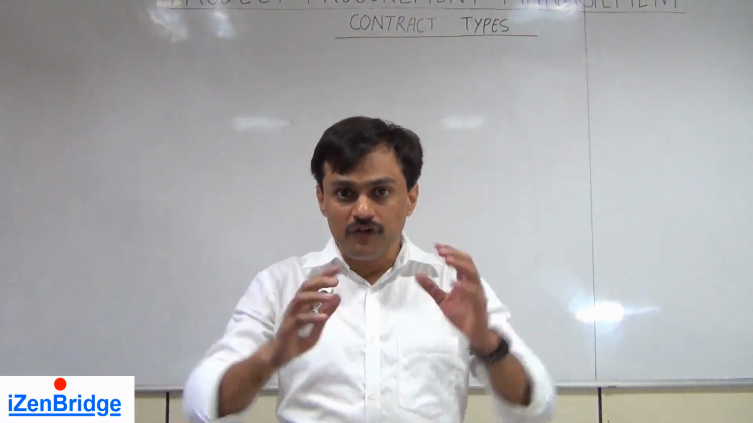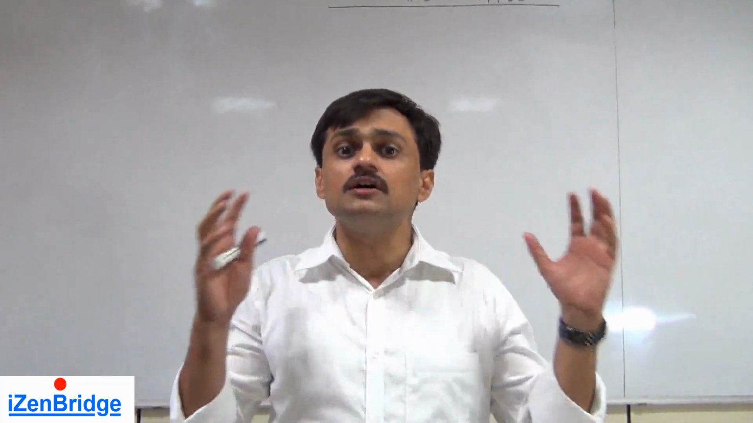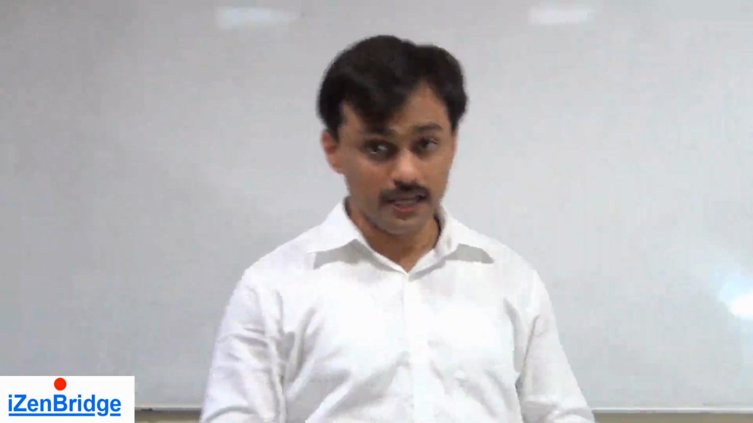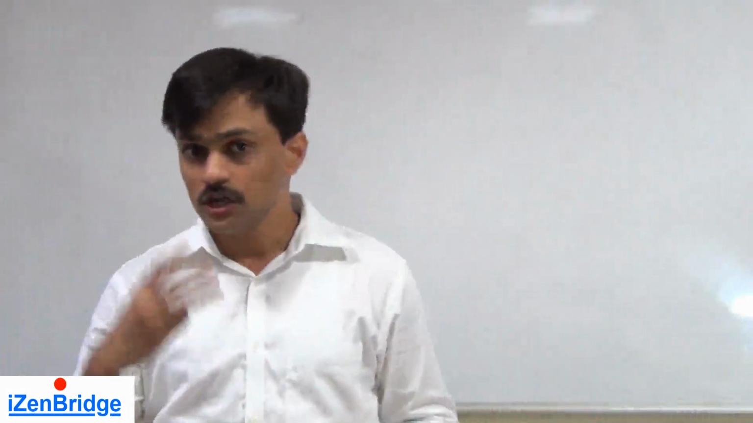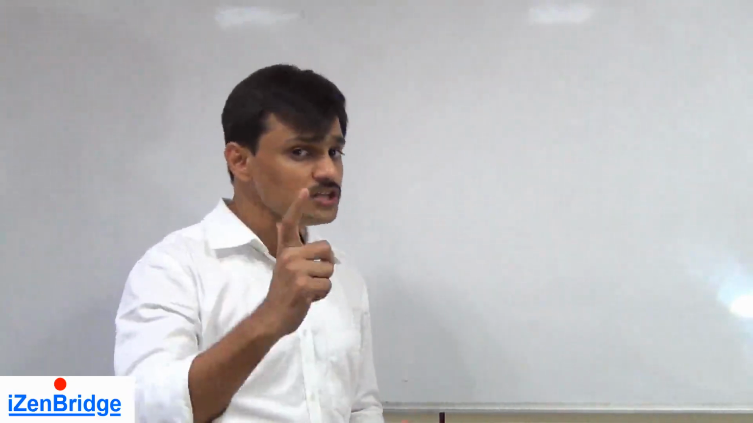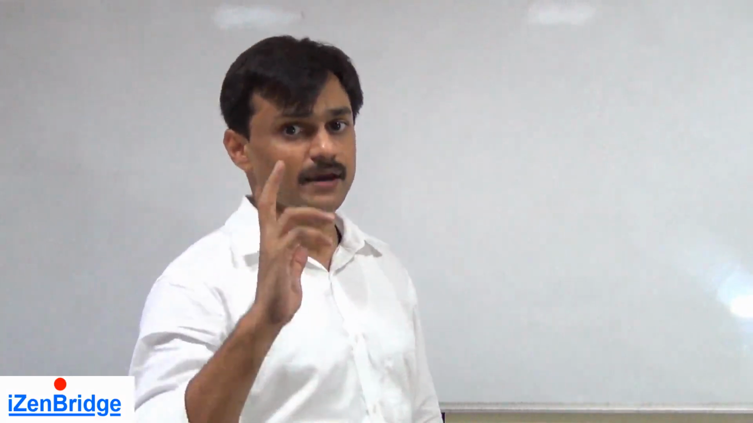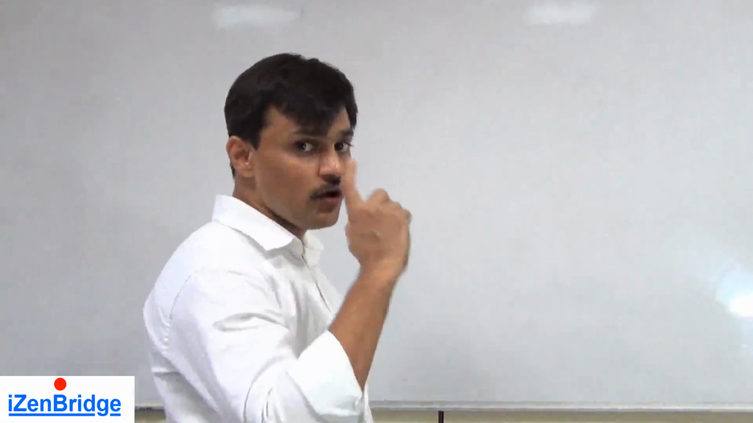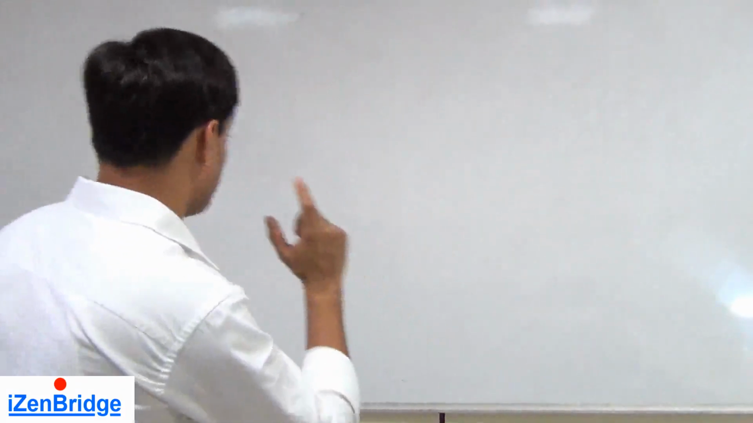Contract types define the type of terms and conditions there could be in a given contract. In this video, we will talk about three basic contract types: fixed price, cost reimbursable, and time and material. Let's look at the fixed price contract type first.